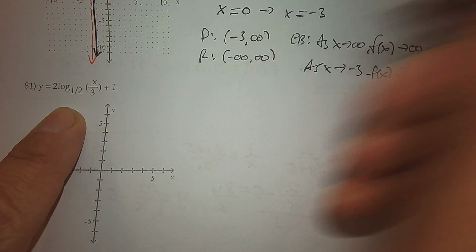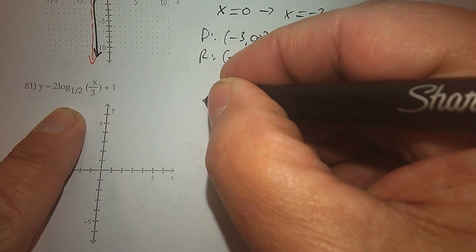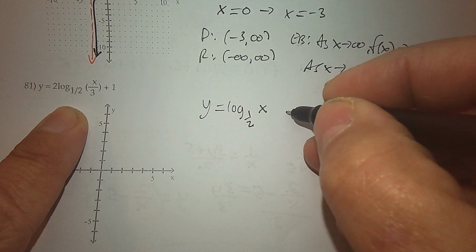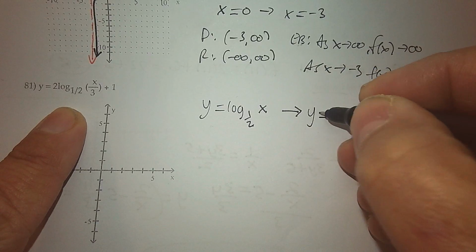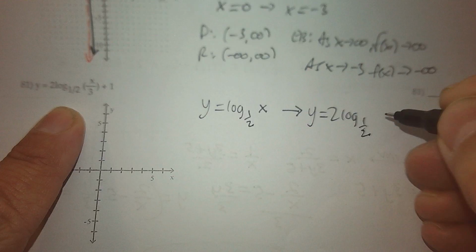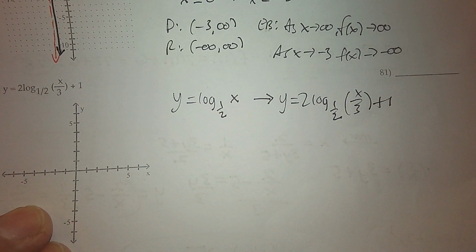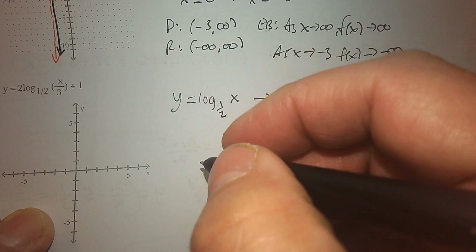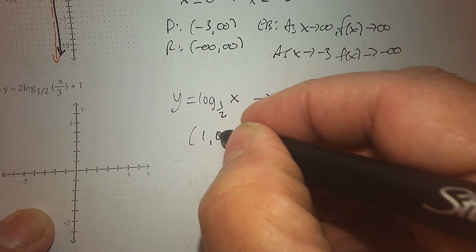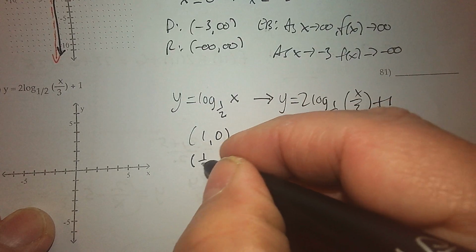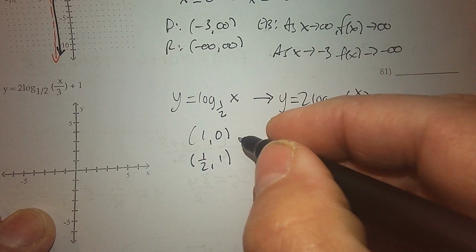Can you identify the parent in 81? Y equals, what's the base of the parent? And I'm transforming it to what I see. So start with the parent. There are 2 points on that parent. 1 point for a logarithm is always 1 and 0. And the other one is based on the base. And the base is 1/2 and 1. I'm going to change these.